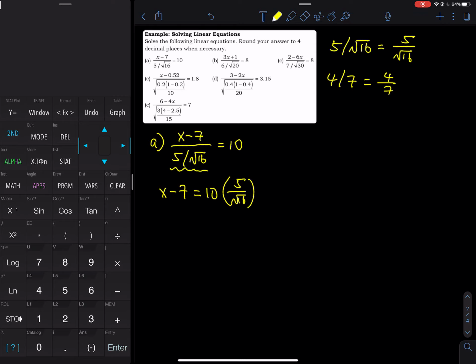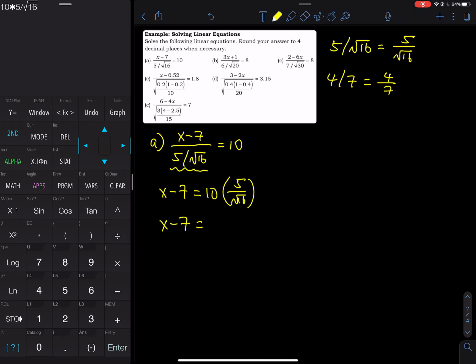All right, this one I would like to use a calculator to do. So for x minus 7, I would approximate this and then round my answer to 4 decimal places. So this is how I do it. 10 times 5 divided by that. So you take 10 and then you multiply by 5 and then you divide it by the square root of 16.